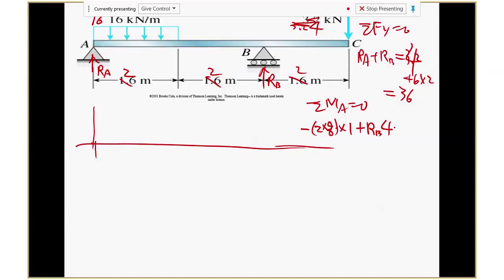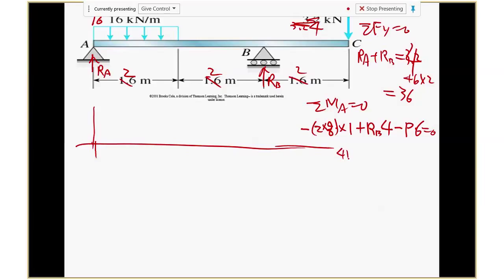So you have this one, then you have this one is clockwise. So minus the P, that's 4, times what's the distance? 6 equals 0. Okay, from this equation, Q is 16. Can we find out RB? All right, anyone got the calculator?